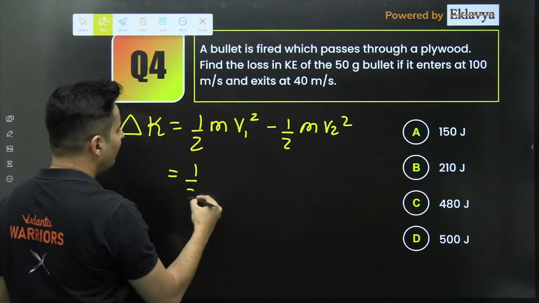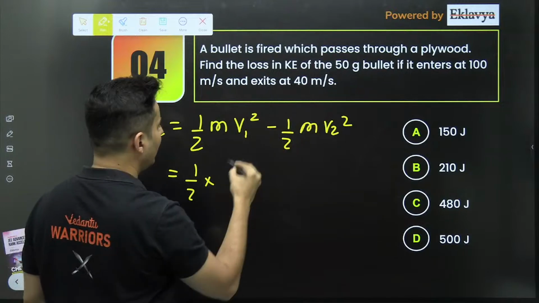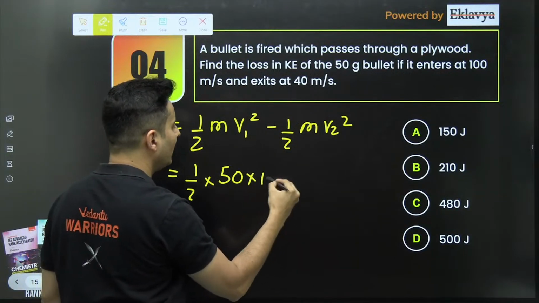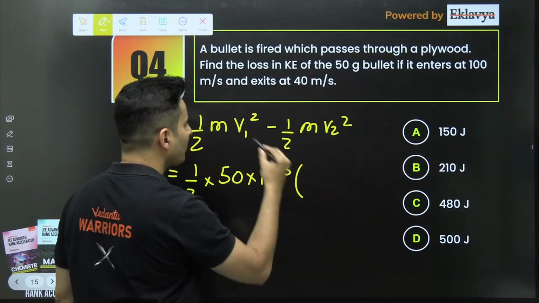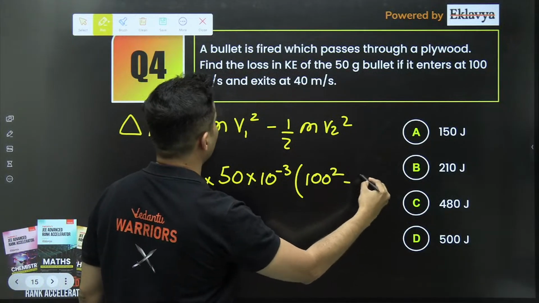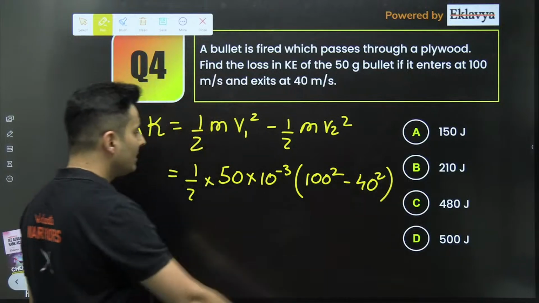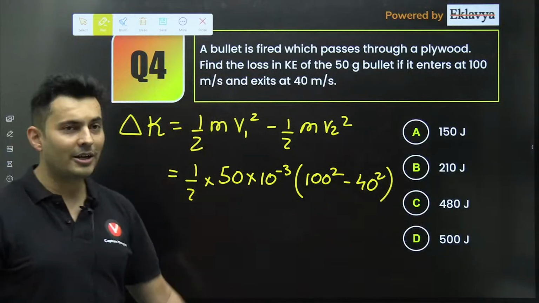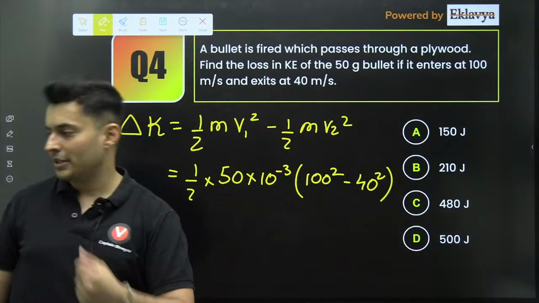That's it. Half is half. Mass, I can take it common, which is 50 grams. So 50 into 10 to the power minus 3. V1 and V2. What is V1? It is basically 100. V2 is basically 40. That's it. That is the loss. Very, very straightforward, guys. Such an easy question came.